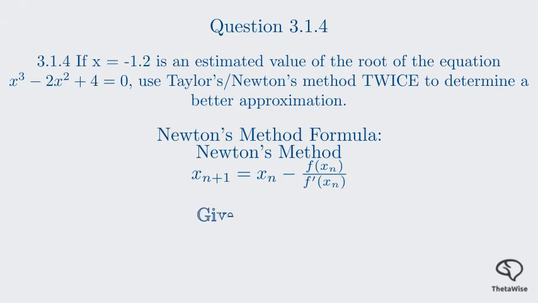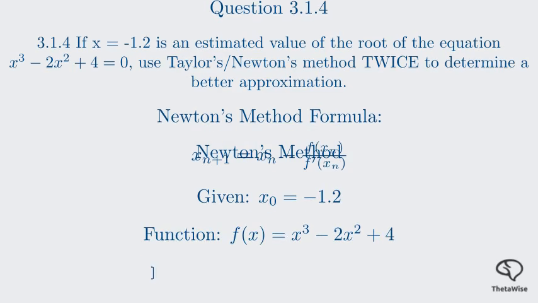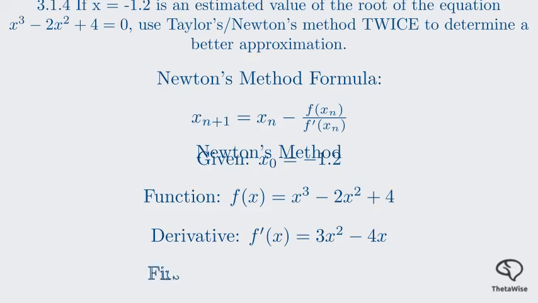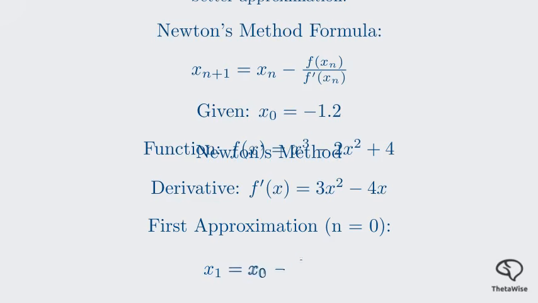We are given our starting point, x0, which is -1.2. To use the formula, we need two things, the function f(x) and its derivative f'(x). Our function is f of x equals x cubed minus 2x squared plus 4. Its derivative, which we already found in part 3.1.1, is f prime of x equals 3x squared minus 4. Let's calculate our first approximation, x1. x1 equals x0 minus f of x0 over f prime of x0.